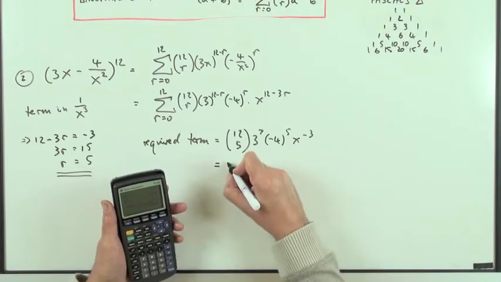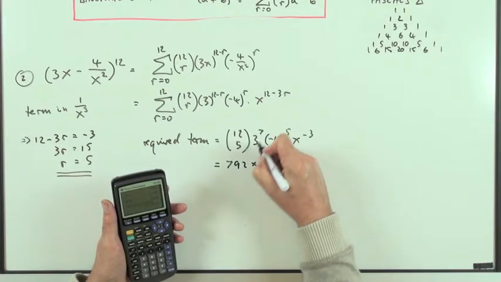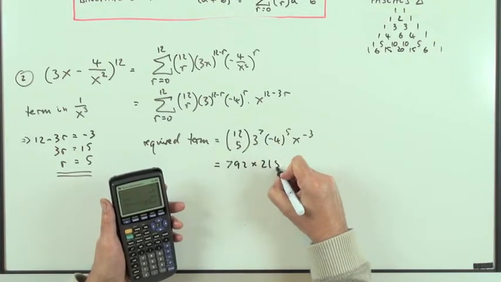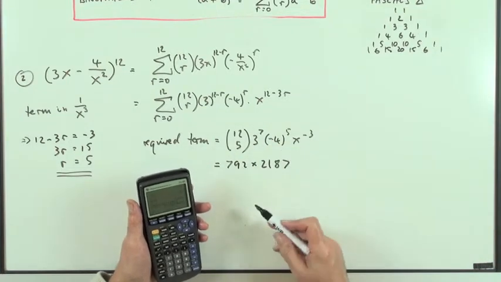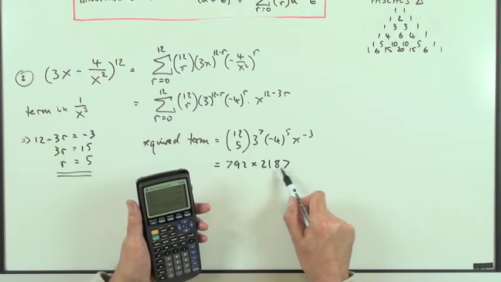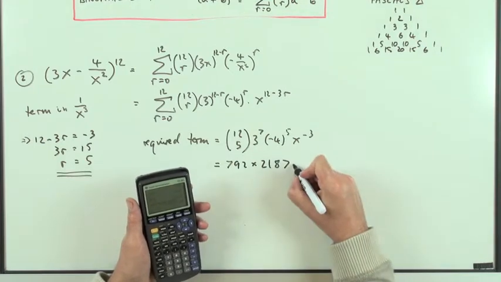But here with the calculator that made it easy. So that's 792, 3 to the power 7, 2187. It's quite a good big pattern actually, see that? 3 7s are 21, there's a 7 at the end and 1 7 makes 8. I don't know if that's significant.